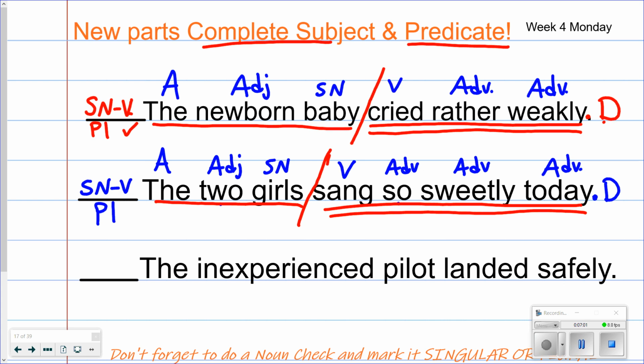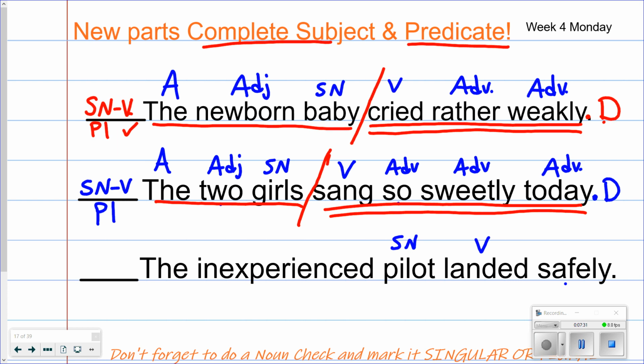Let's read it together. The inexperienced pilot landed safely. So inexperienced, that means he didn't have a lot of experience in doing it. He hadn't done it a lot. So I'm going to read it one more time. The inexperienced pilot landed safely. Who or what landed safely? Pilot, subject, noun. What is being said about pilot? Pilot landed, verb.